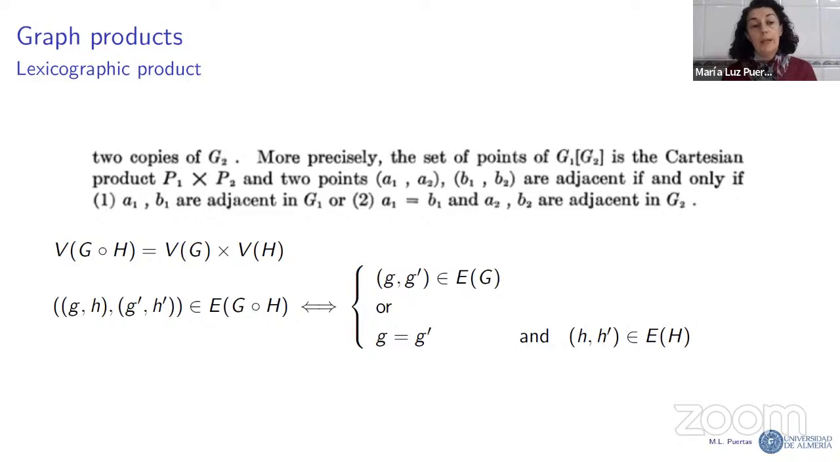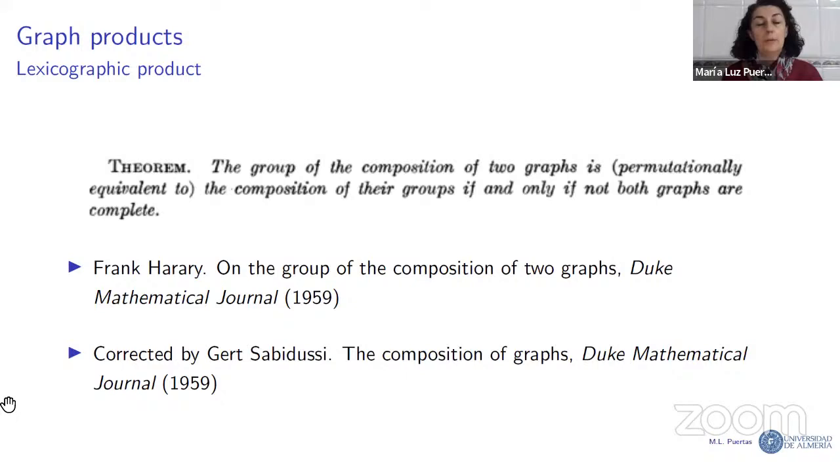The target of this definition is also the automorphism group of the graph. So in the paper, Harary proved this theorem: the group of the composition of the graphs is equivalent to the composition of the groups if and only if not both graphs are complete.